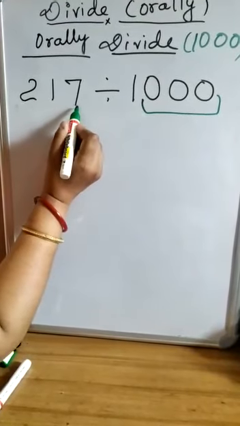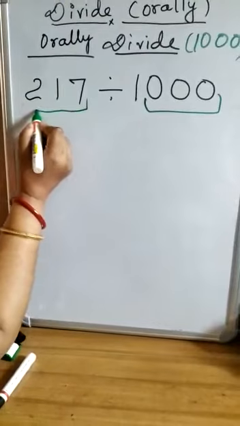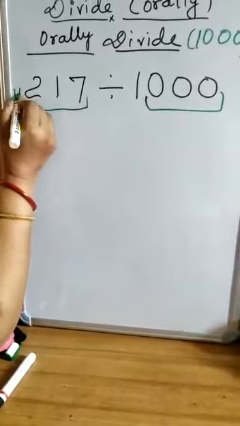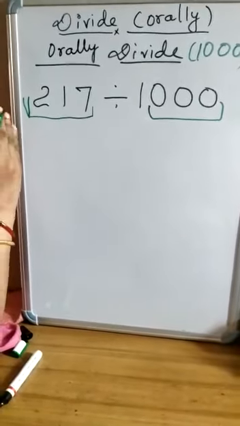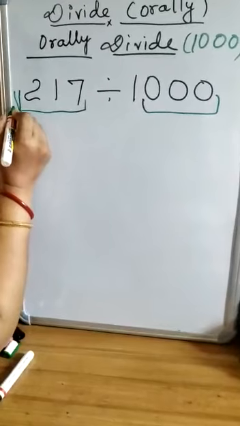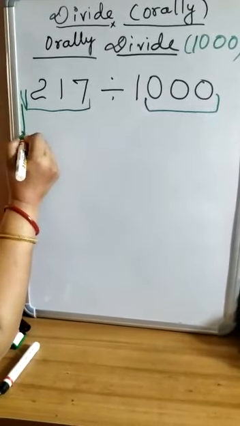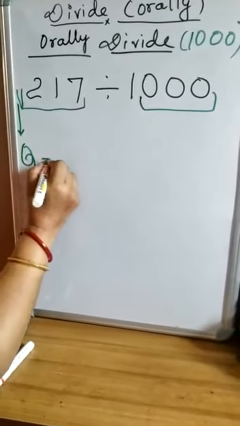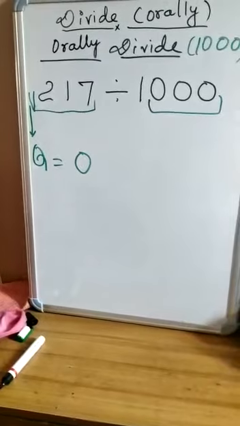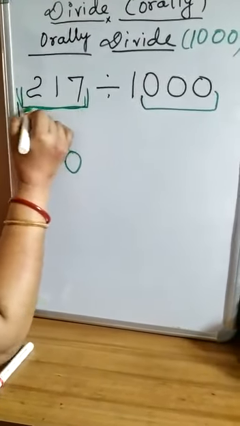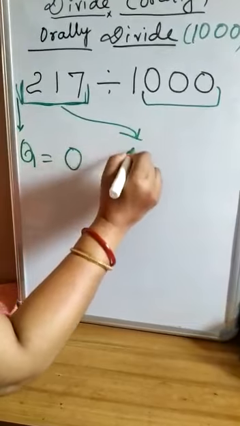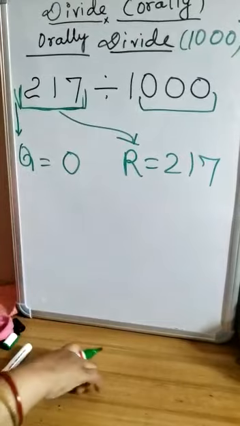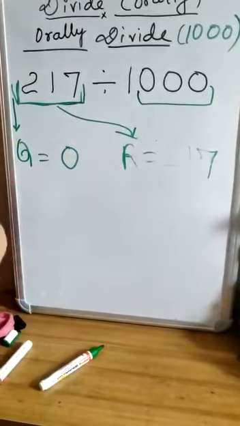So I start from the right side: 1, 2, 3. So 3 digits are removed. No other digits remain. In that case, nothing remains, it means something is absent. So in that case the quotient is 0. Right? And the remainder is the removed digits; here 3 digits are removed, so the remainder is 217. Again I am clarifying it with the help of another example.